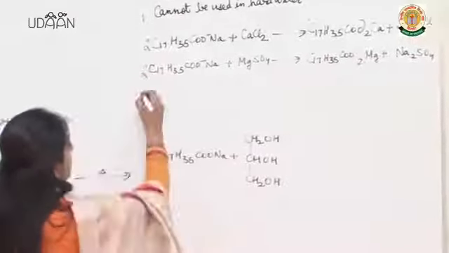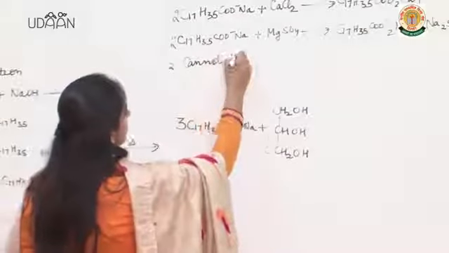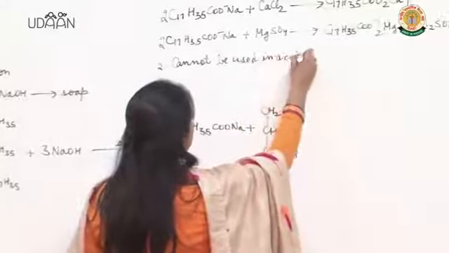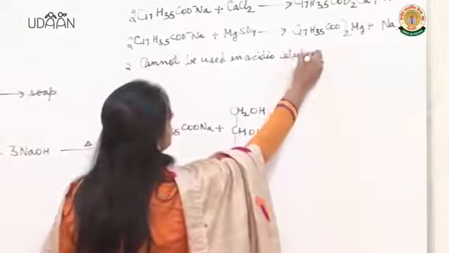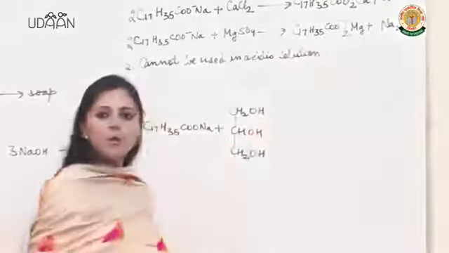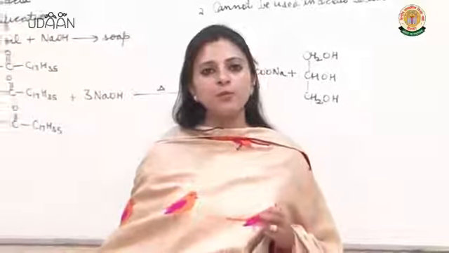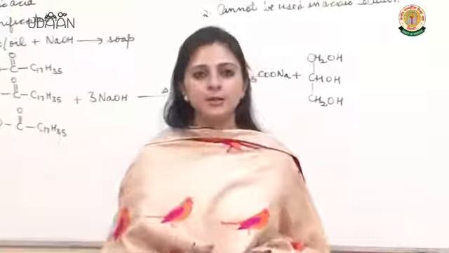Now what is the second disadvantage? That it cannot be used in acidic solution. Why it cannot be used in acidic solution? Because the acid precipitates the insoluble fatty acids from the soap which again adheres to the fabric in the form of a gummy mass. Now we will study what are detergents.